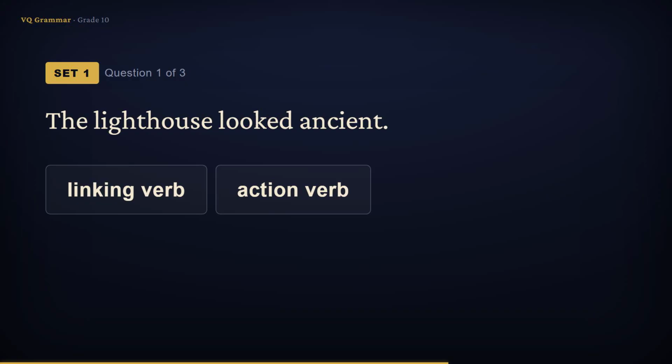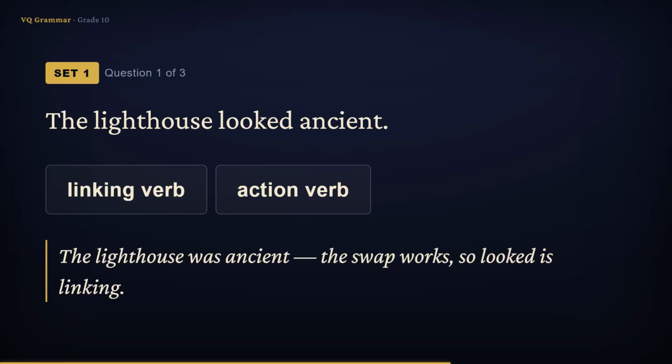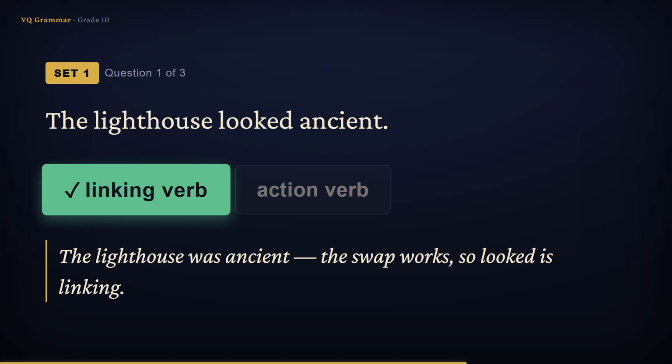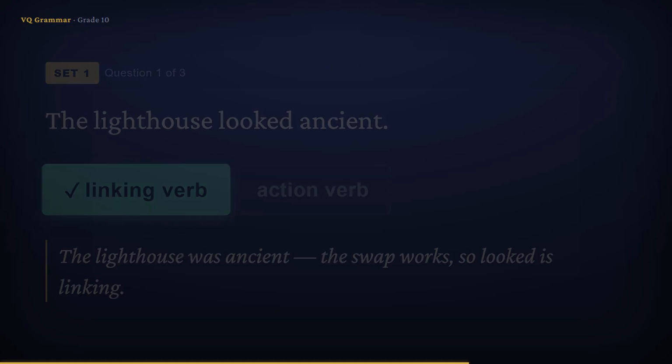The lighthouse looked ancient. Find the verb first. Looked. Now swap in a form of be. The lighthouse was ancient. That makes perfect sense, and the word ancient is describing the lighthouse. So looked here is a linking verb.